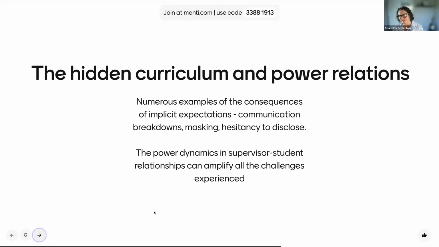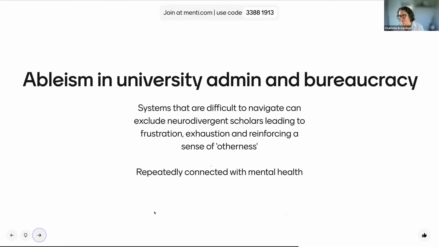The first thing that really cut through all of these themes was this notion of a hidden curriculum and power relations. So lots of examples of the consequences of implicit expectations, where people aren't really sure exactly what the expectations are because it's all part of a hidden curriculum, which means there's lots of hesitancy to disclose, which means masking becomes much more required, which impacts on individuals. So we can see the circle that goes through. We also know that power dynamics between supervisors and students are problematic anyway, and become more problematic for these students in particular.